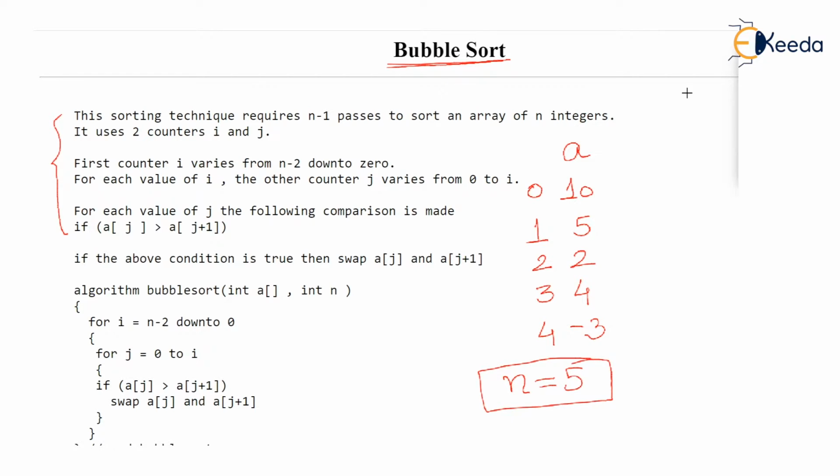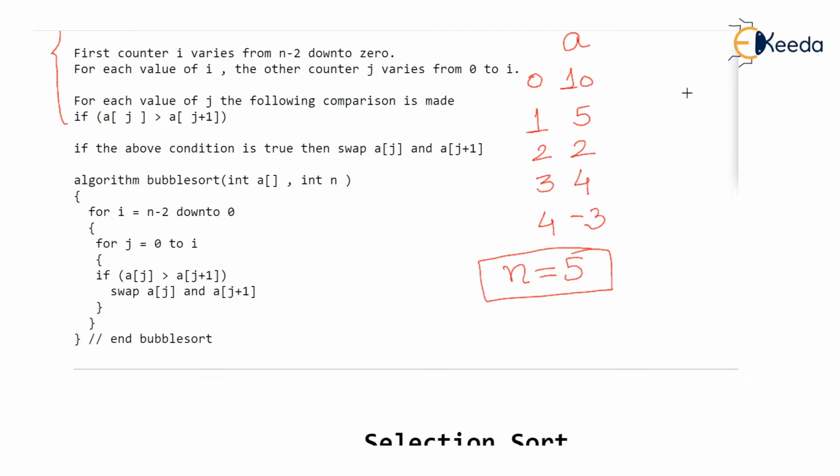Now what is done to sort this array using bubble sort is we take two counters. Listen carefully. We take two counters i and j. When I say counters, they are simply int variables, simple int variables, so they can be used in the for loop for counting purposes. And the first counter i is started with n minus 2. Yes, in bubble sort, i always begins with n minus 2.